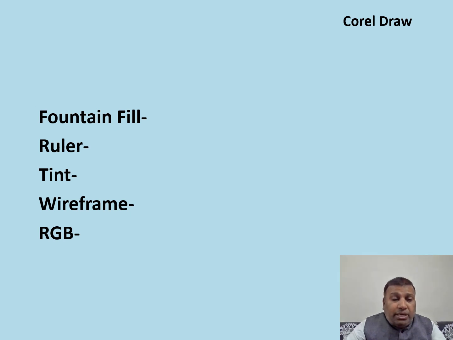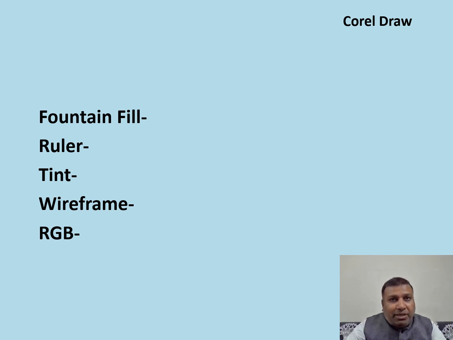And tint is the lighter version of any color. Suppose in red color, if I put white color, automatically we will get pink color. So it is a lighter version of the color, not transparency. And wireframe is totally outline based. If I'm using multiple objects like a flower or any design, we will get only the outline, not the base color. That is called wireframe.